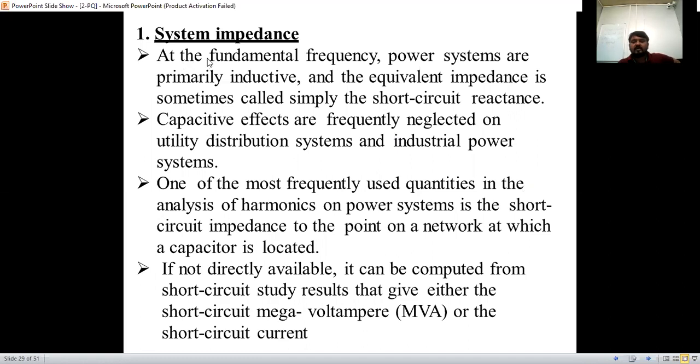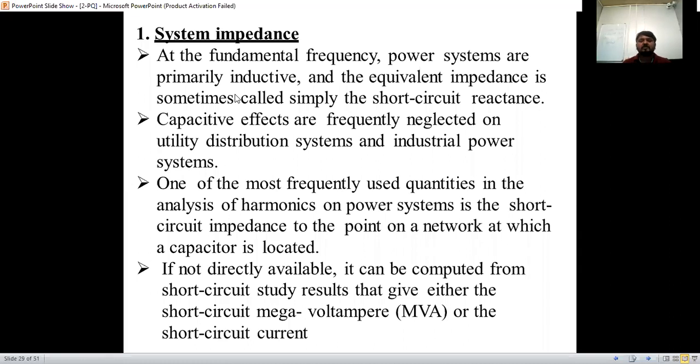At the fundamental frequency, power systems are primarily inductive. Whatever Z we consider, inductive and capacitive, we write Z equals R plus jX, where X is the net reactance. That net reactance we consider as primarily inductive.